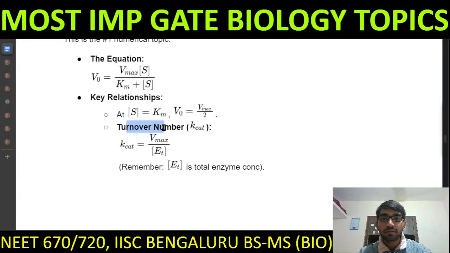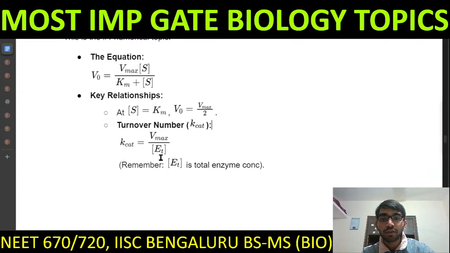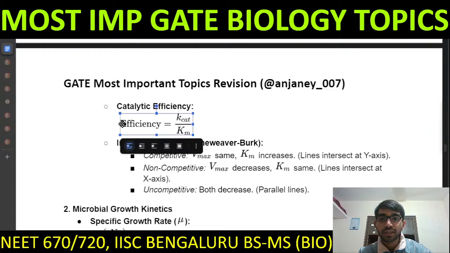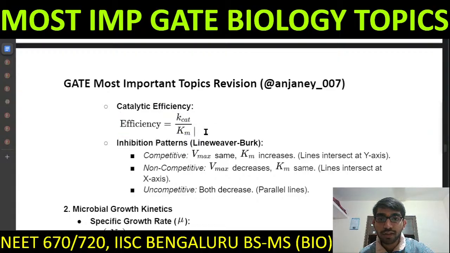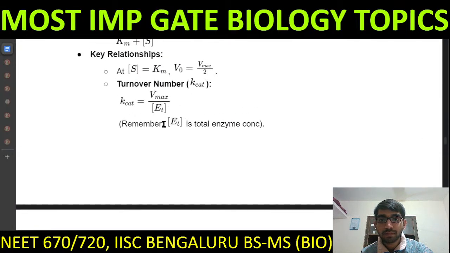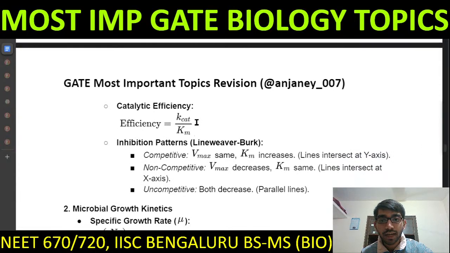Then the turnover number kcat is defined as kcat equals V max over Et, which is the total enzyme concentration. Another thing that can be asked is efficiency. I also solved this in one of the previous year questions while discussing. The efficiency can be written as kcat, which you calculate here as V max by Et, divided by the Km, and then you get the efficiency of the enzyme.